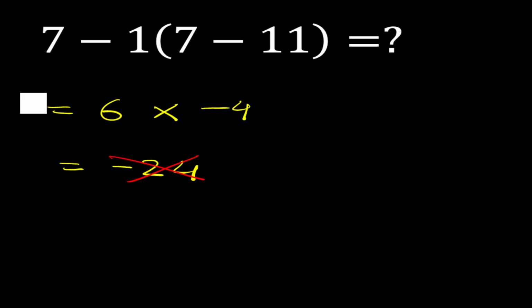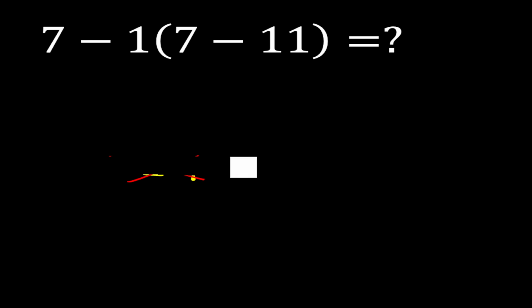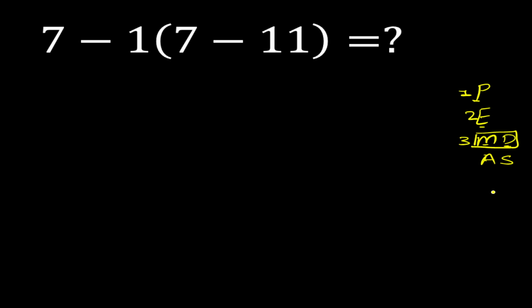So now let's solve this problem correctly by using the PEMDAS rule, right? PEMDAS. P-E-M-D-A-S. According to PEMDAS, first priority is parentheses, second priority is exponents, third priority is multiplication and division. Here multiplication and division both have equal priority, so we have to solve it from left to right. And fourth and last priority is addition and subtraction. Also addition and subtraction both have equal priority, so we have to solve it from left to right.